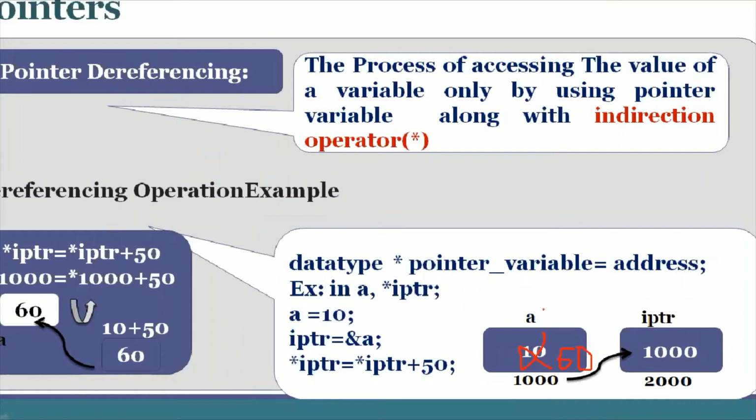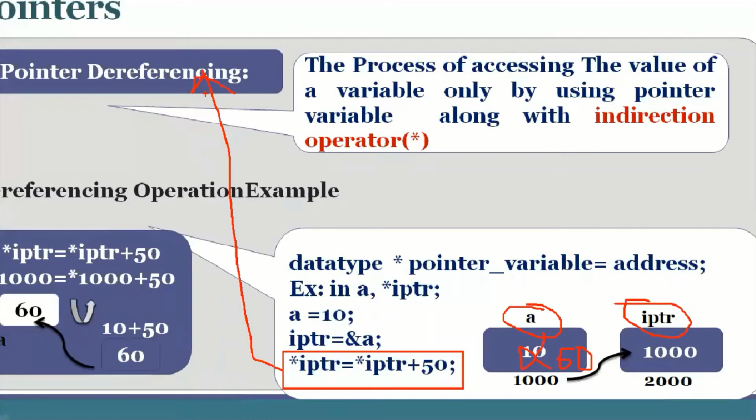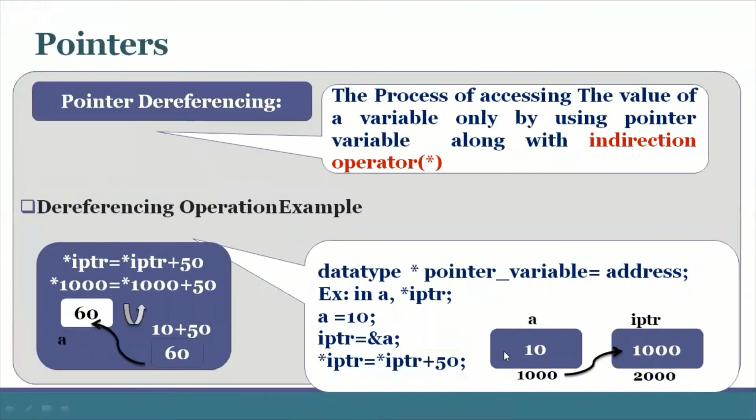Without using the variable name A, by using IPTR in this statement, we performed the dereferencing operation, and meanwhile 60 was obtained, and that 60 was transferred to this location, that is nothing but A. That is about the dereferencing operation: the process of accessing the value of a variable only by using a pointer variable along with the indirection operator is called pointer dereferencing.